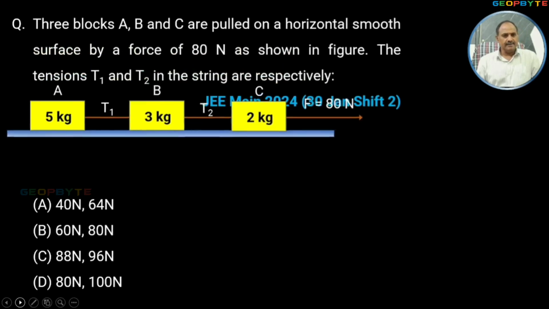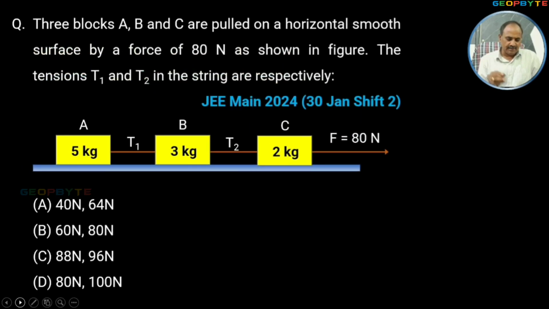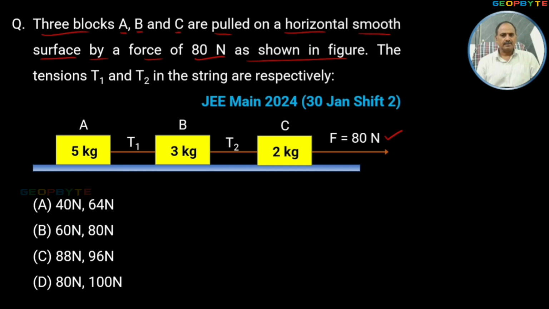Similarly, let us take the another important question. Try to read it clearly. It is asking like this. Three blocks A, B and C are pulled on a horizontal smooth surface by a force of 80 newtons as shown in figure. Look at the force. Their force is for pulling the three blocks with the help of a string. Since nothing is spoken regarding the string, assume this string is rigid.